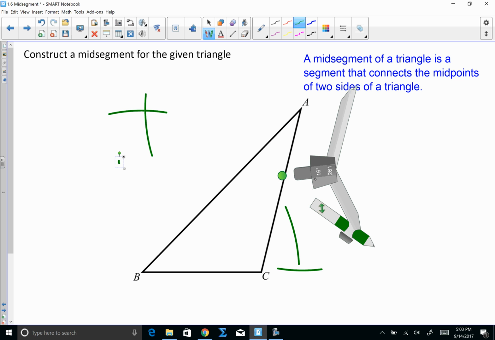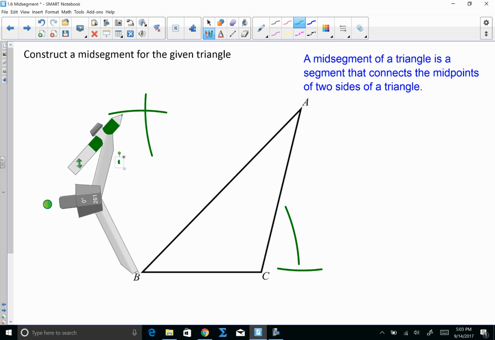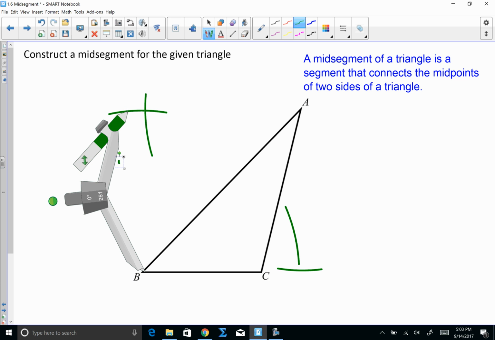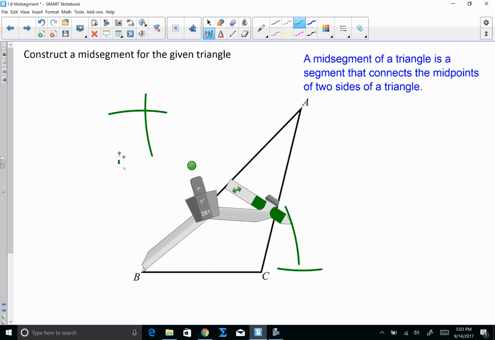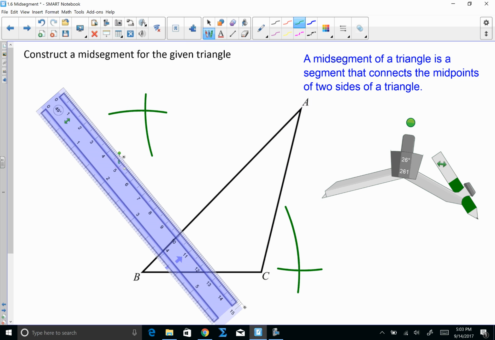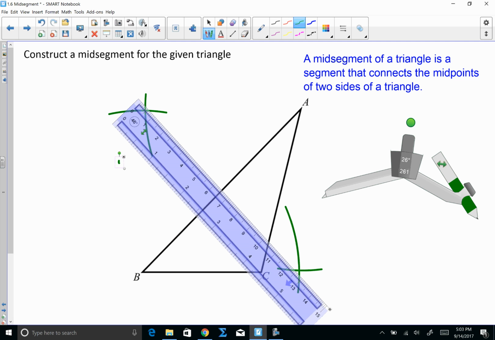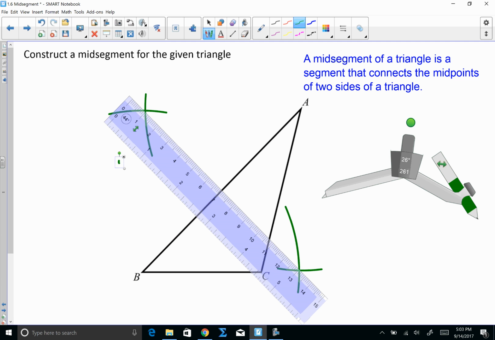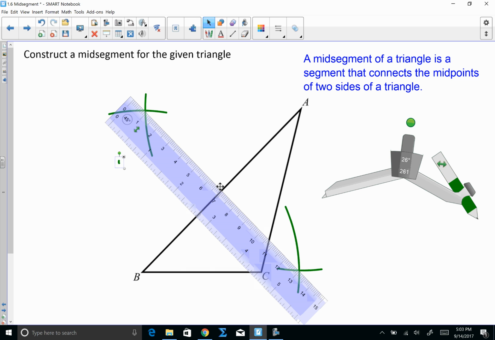As we see here, I did not go long enough on the original, so I'm going to flip this back and again just extend my arc at B there. There we go. All right, again, using a straight edge, we're going to connect these two intersections. And that's going to line up and cross AC. And where this line crosses AC is my midpoint. So in this case, right here is going to be my midpoint.